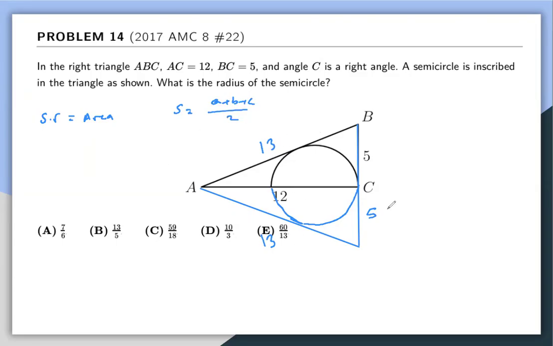So in this case, 13, 13, and 10. So that should be like 13, 13, and 10 over 2. The proof of this is really simple. Like the proof is just this. Maybe I should kind of show it as well.